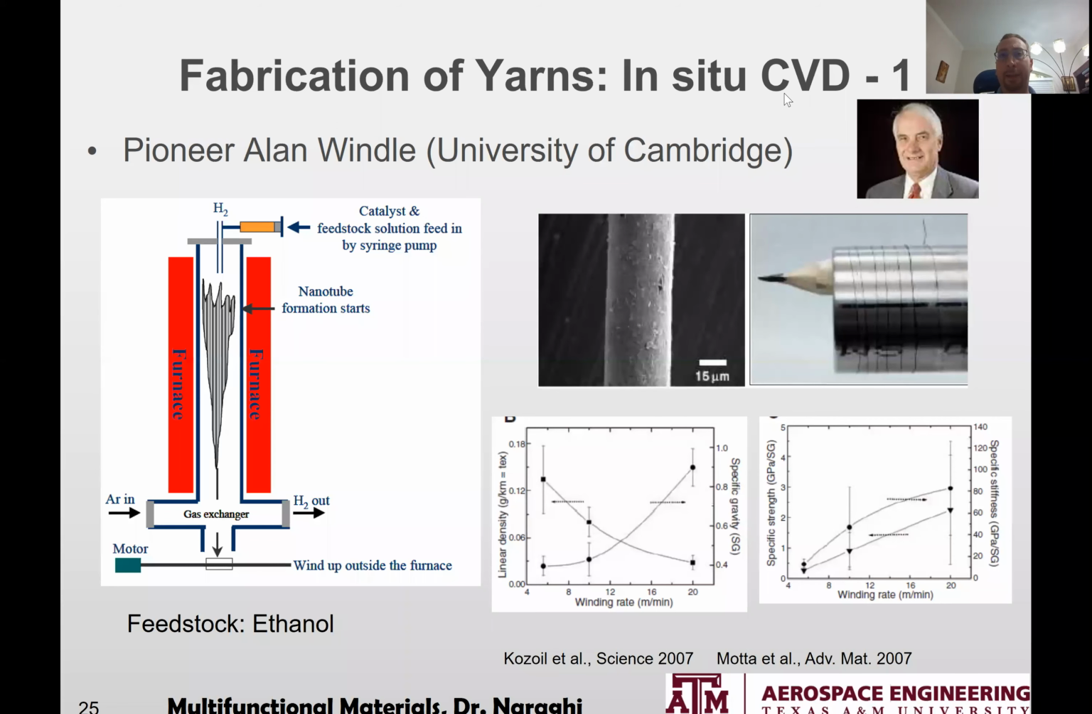Okay, and the last part of this lecture is the fabrication of yarns via in situ CVD. So again, these carbon nanotubes are made by CVD. And in this case, basically directly right out of the CVD, carbon nanotubes are extracted. In the previous methods, they were not extracted in the shape of a yarn. In this method, they're extracted on a motor that winds them up into carbon nanotube yarns.